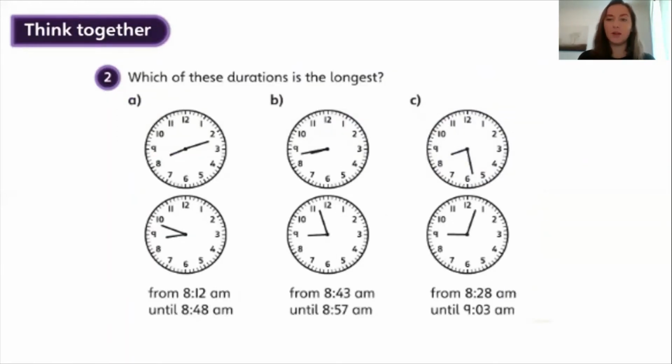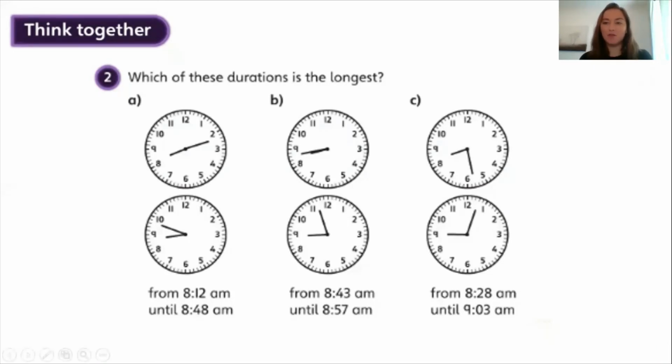Question 2 asks us which of these durations is the longest? Is it A, from 8:12 a.m. till 8:48 a.m., B, from 8:43 a.m. till 8:57 a.m., or C, from 8:28 a.m. until 9:03 a.m.? Pause the video now and see if you can work out the duration of those 3 events and then decide which is the longest. Come back to the video when you're ready for the answers.